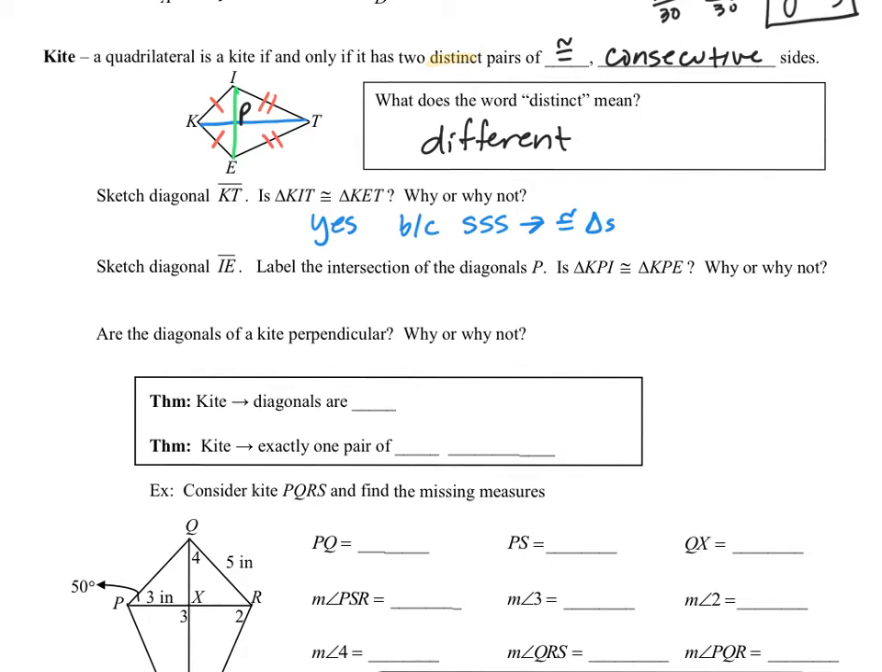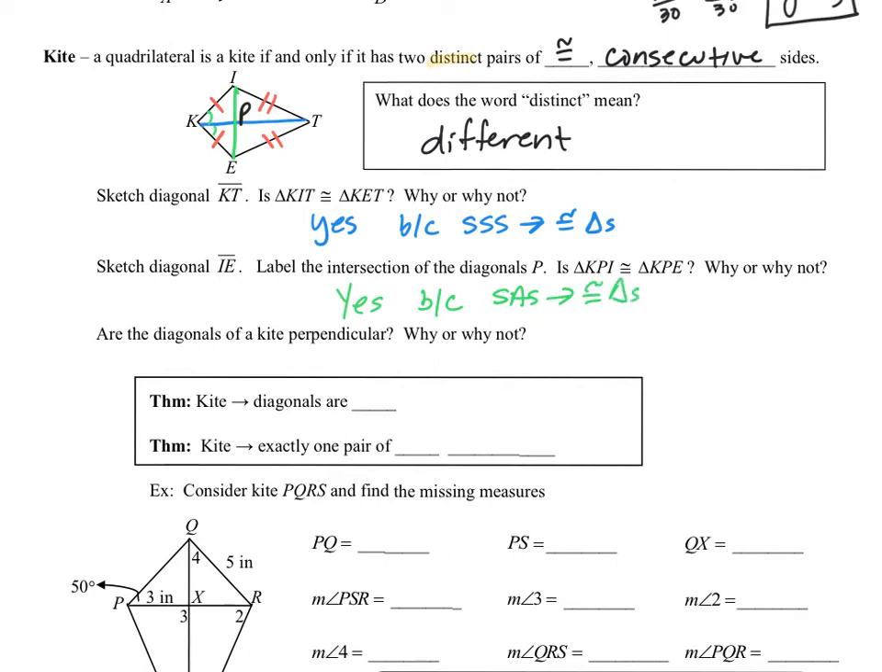I'm going to go ahead and mark this angle congruent to that angle. They would be congruent by CPCTC, since we said that these two triangles are congruent. So that means the little triangle KPI is congruent to KPE. So we're going to say yes, and the reason is because side-angle-side implies congruent triangles.